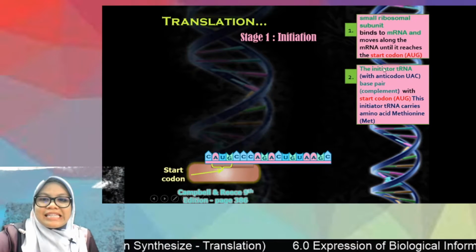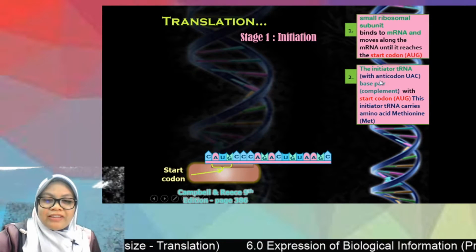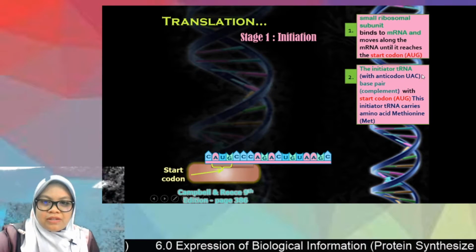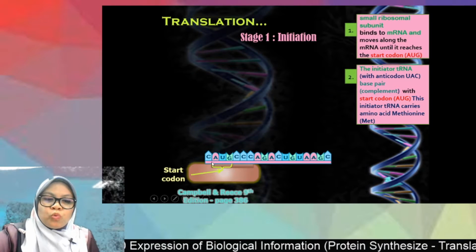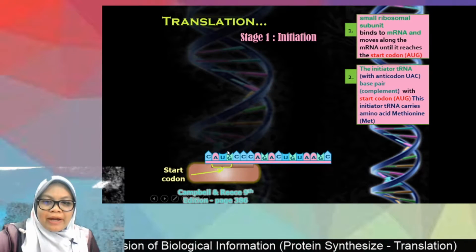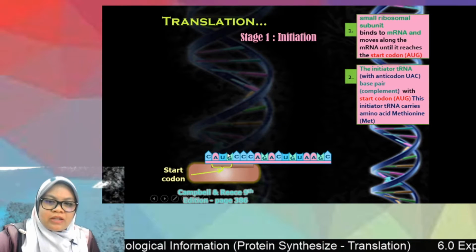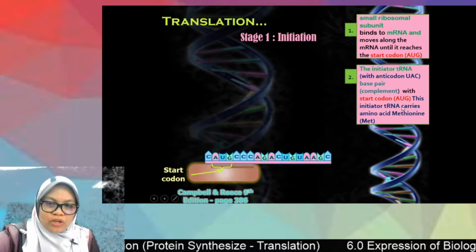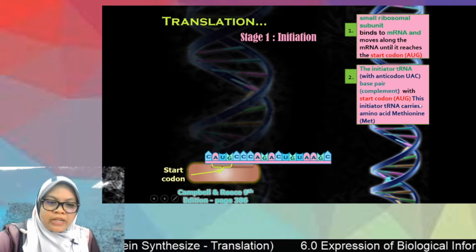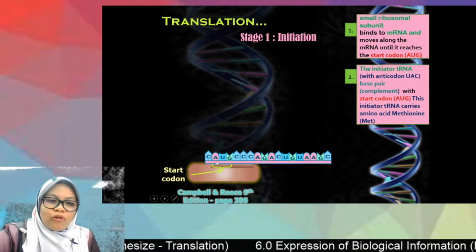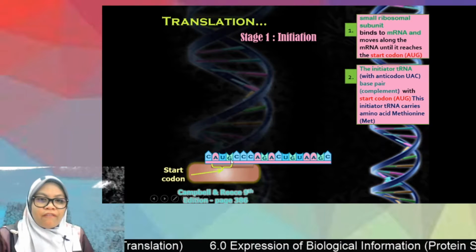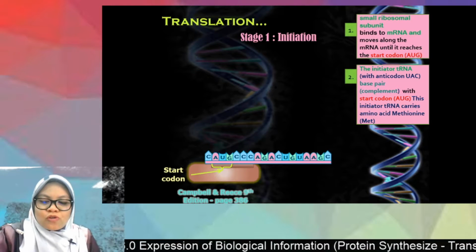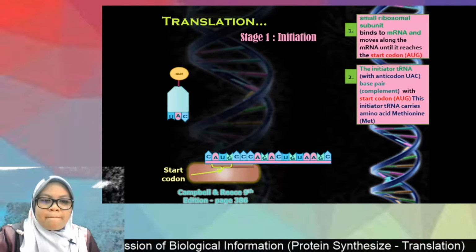Second, the initiator tRNA with anticodon 3' UAC, which is complementary to the start codon, will bind to it. The initiator tRNA carries the amino acid methionine. Why does it carry methionine? Because the start codon is AUG, and when we refer to the codon table, AUG codes for the amino acid methionine. That's why the tRNA carries methionine.